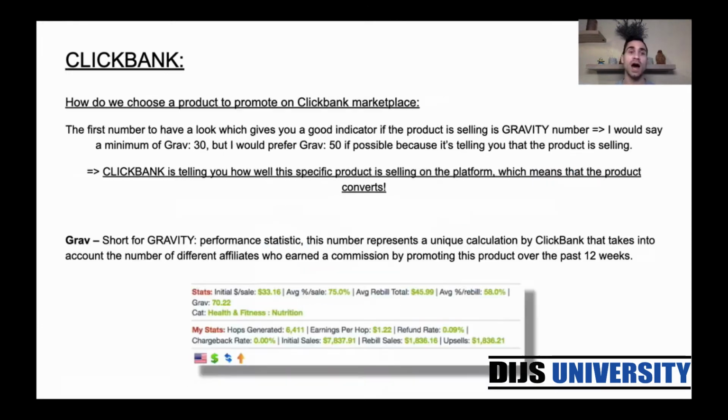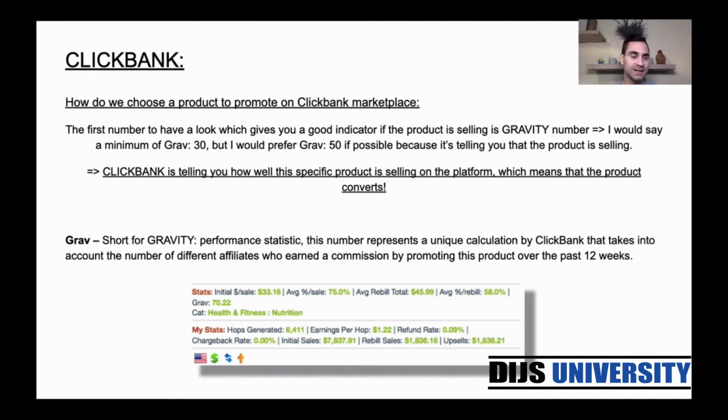Let's have a look at how to choose a product to promote on the Clickbank Marketplace. The topic of today's video is gravity, and this is the part. The first number to look at, which gives you a good indicator of whether the product is selling, is the gravity number. I would say a minimum of gravity 30, but I would prefer a gravity of 50 if possible, because it tells you that the product is selling. In other words, Clickbank is telling you how well this specific product is selling on the platform, which means that the product converts. The higher the gravity number, the more this product is selling.